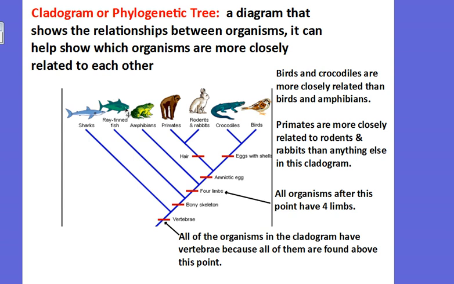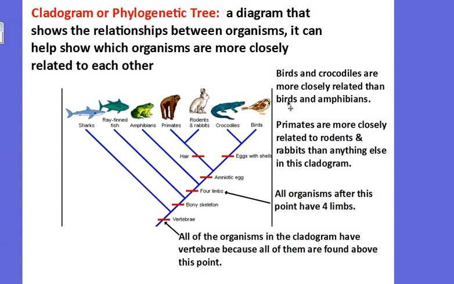So I brought this up earlier in the fossil record when we talked about common ancestry, looking at one of these things, which is this tool that scientists use. It's called a cladogram or phylogenetic tree. It's a diagram that shows the relationship between organisms, and it can help to show which organisms are more closely related to each other. So in general, the closer that two organisms are on one of these cladograms, the more closely they're related. So if we look up here, birds and crocodiles are right next to each other. They branch off right next to each other.